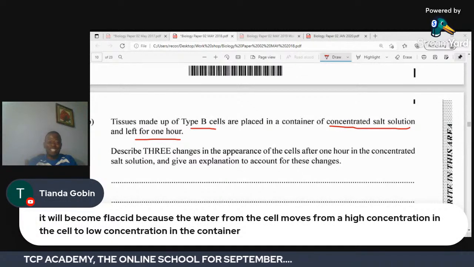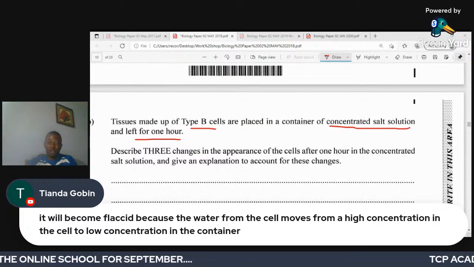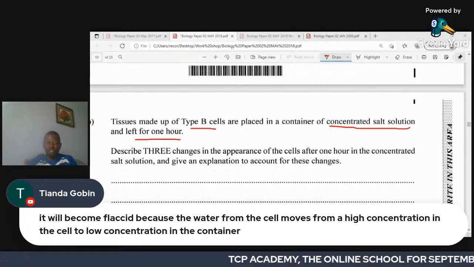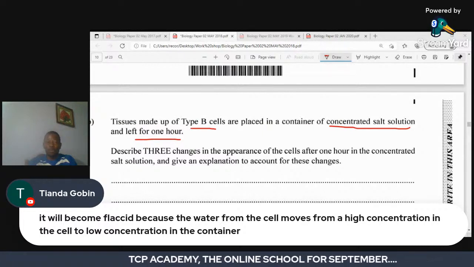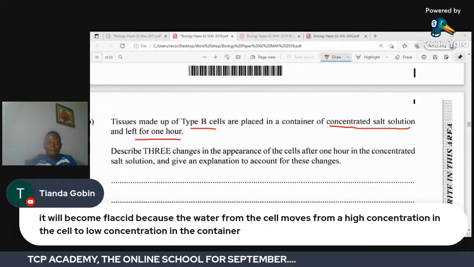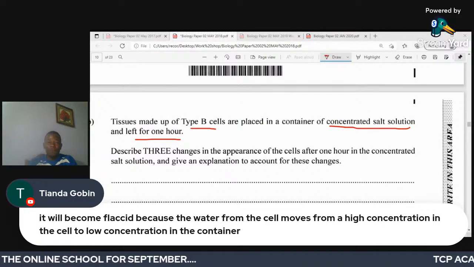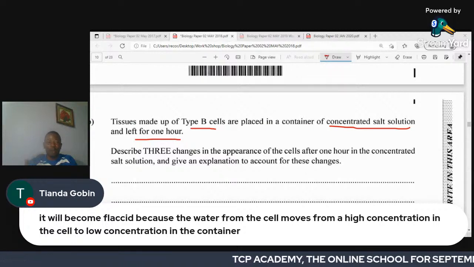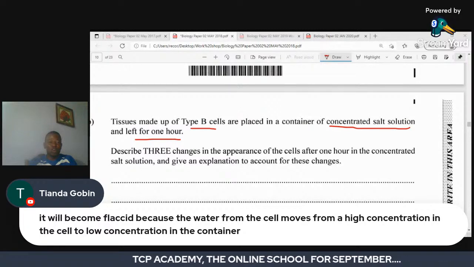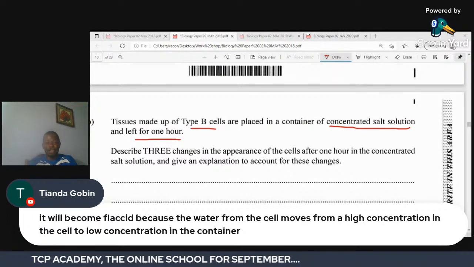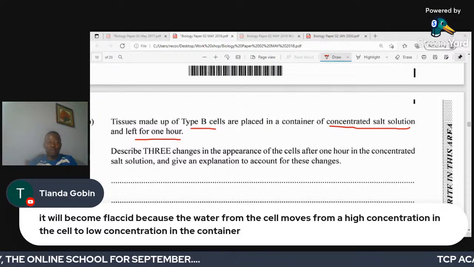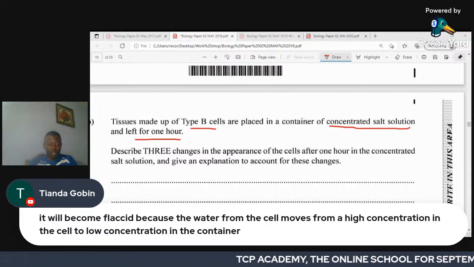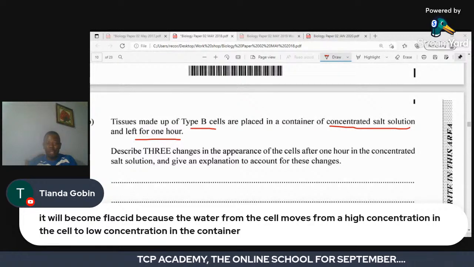It will become flaccid. That's a nice term because water from the cell was removed. So 1, it becomes flaccid. Water will be removed from the cell, from a high concentration in the cell to low concentration in the container. I realize that you guys don't want to use the term hypertonic. This is a hypertonic solution because the more concentrated solution is on the outside.